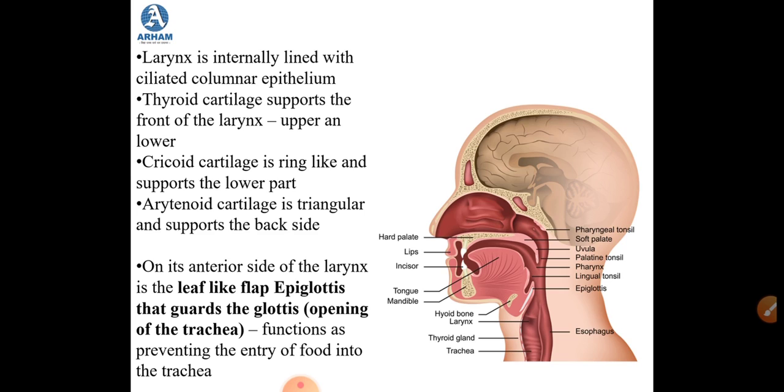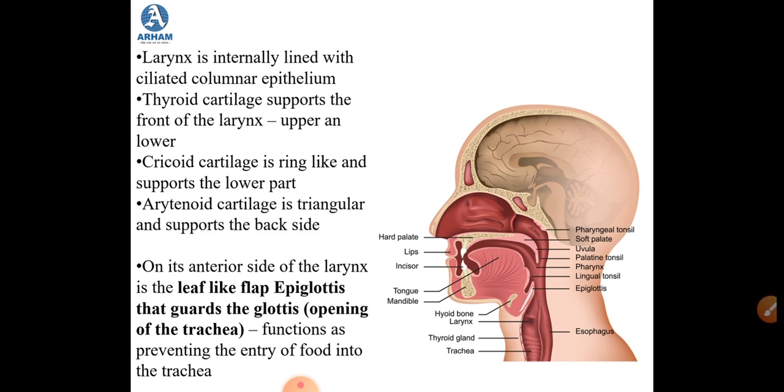the larynx. So the thyroid cartilage supports the front of the larynx. It actually supports the upper and the lower front of the larynx. The cricoid cartilage is a ring-like cartilage and it supports the lower part of the larynx. And the third one, the arytenoid cartilage, is a triangular pyramidal shaped cartilage that supports the back of the larynx. So it supports from the back side of the larynx, but it does not support it entirely. Some part of it is supported.